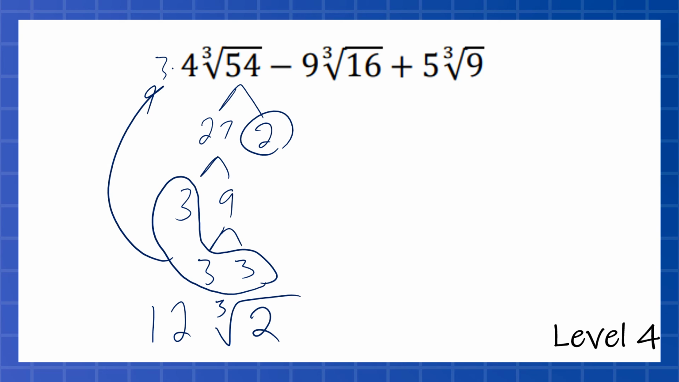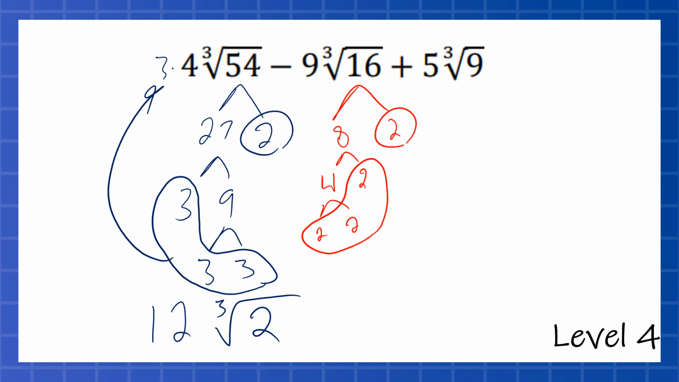Okay. If we follow that same pattern and look at the second one, what can I take out of both of those? Well, I can take a 2 and an 8 and an 8. I can take a 4 and a 2 and a 2 and a 2. I've got 4 2s, but I'm going to look for groups of 3, and then I have 1 left over. So I'm going to take a 2 and put it on the outside and multiply it by what's already there. So minus 18 cube root of, and we still have a 2 left over.